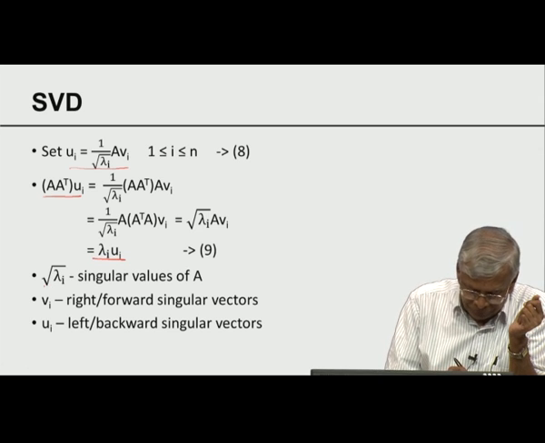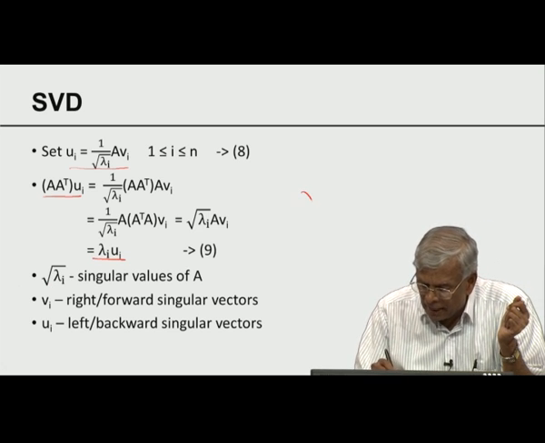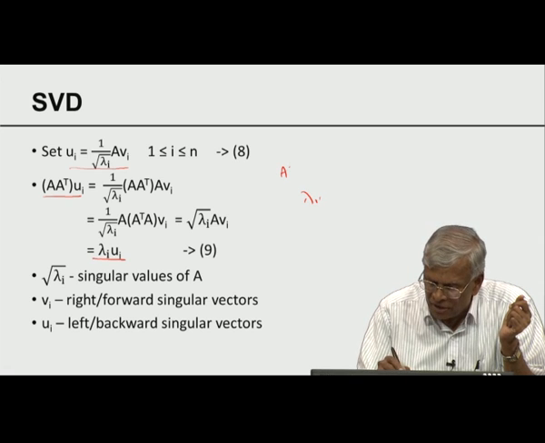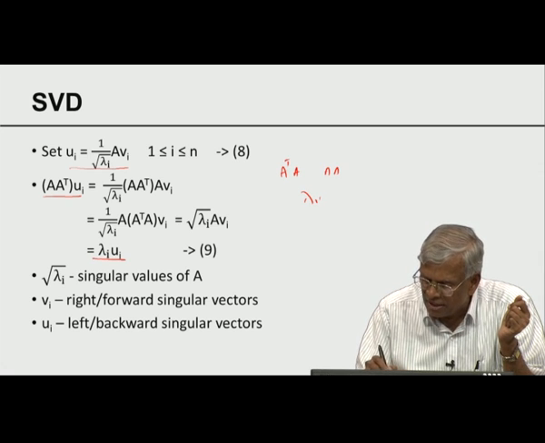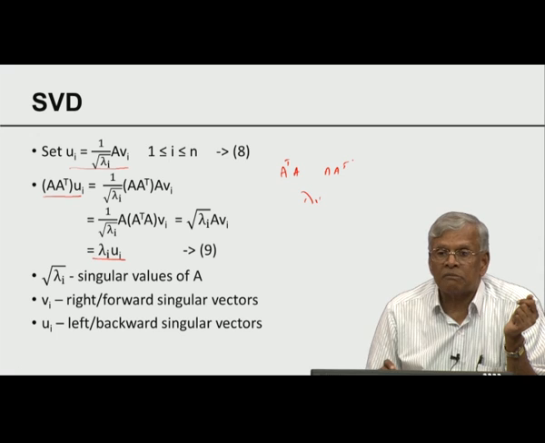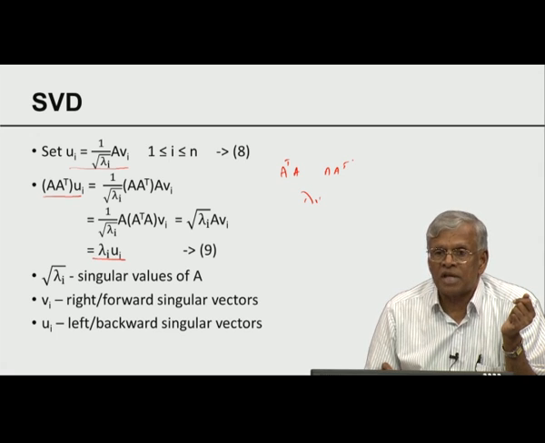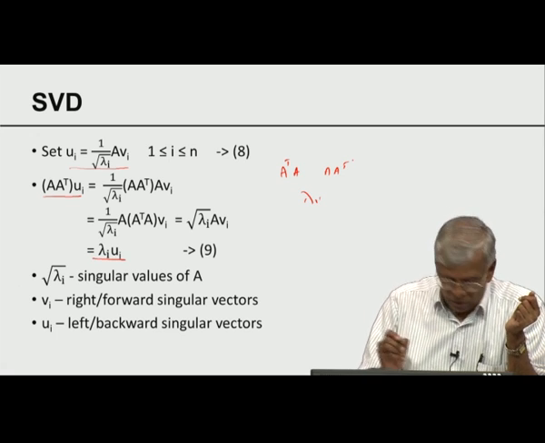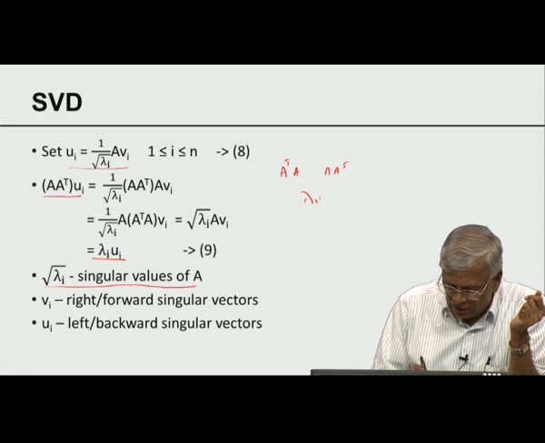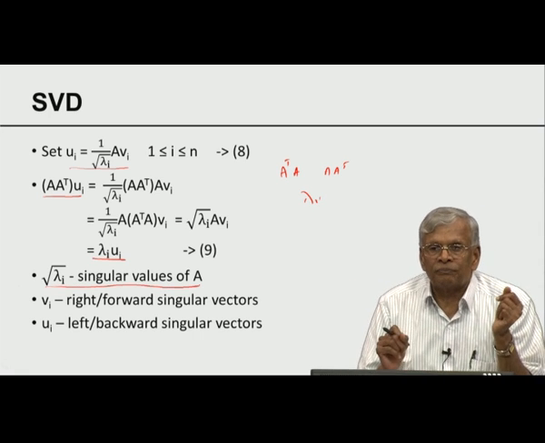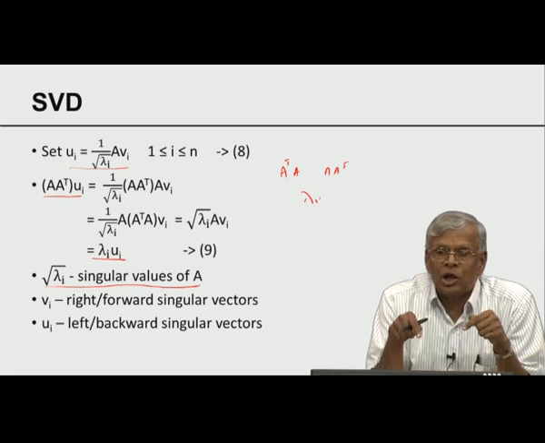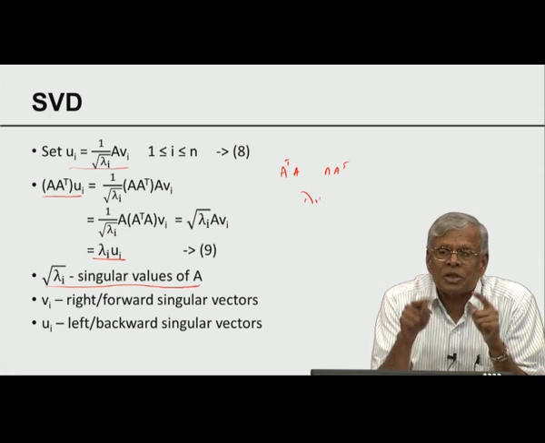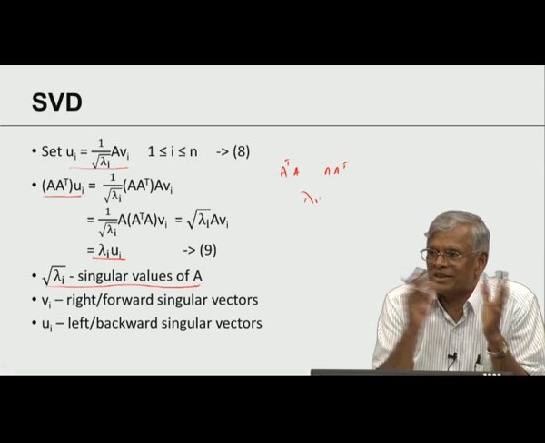In this context, the lambda i's are the eigenvalues of A transpose A as well as A A transpose. Both of them are matrices of the same size. So square root of lambda i is called the singular value. That is the definition. So the singular value of a matrix is the square root of the eigenvalue of the Gramian. That is the definition.